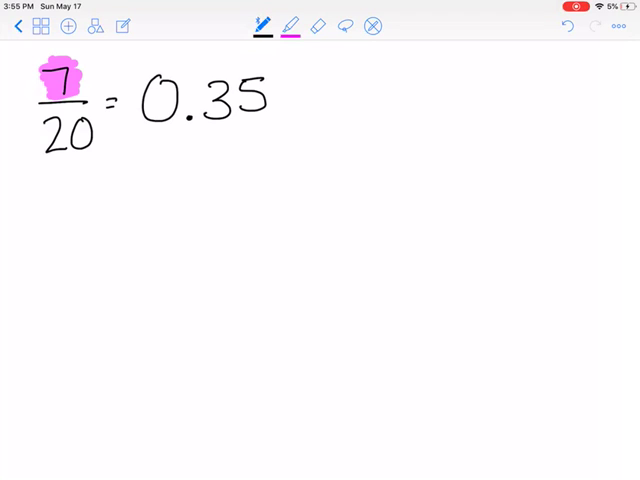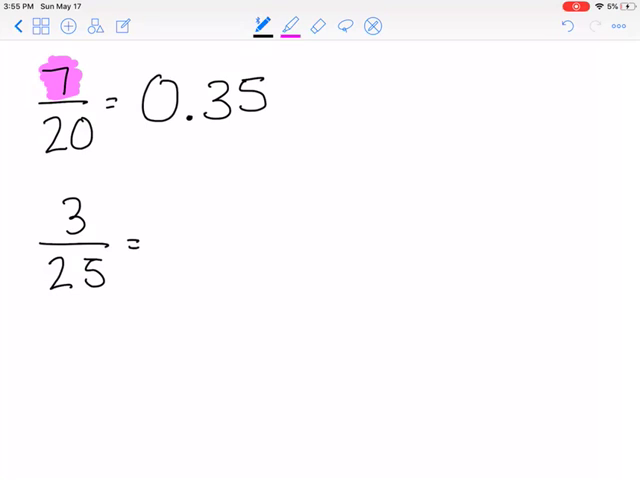Okay. Our last set, which is normally the most challenging, 7/20. So you have to think that 20 is twice 10, right? So you want to figure out what is half of 7. And I know that half of 7 is 3.5. So the answer is 0.35.